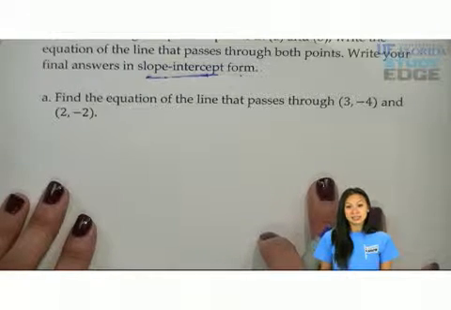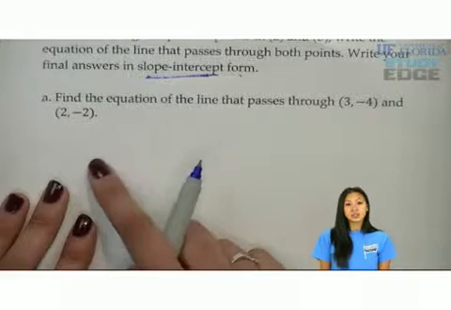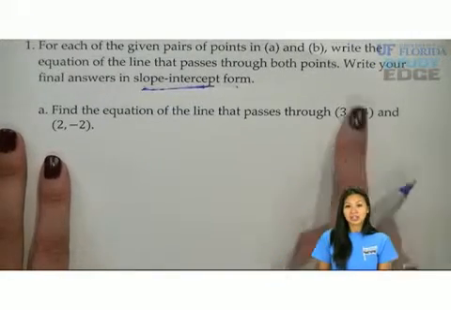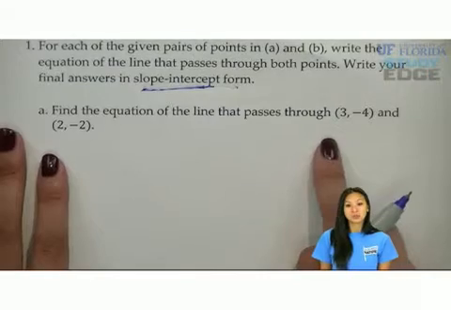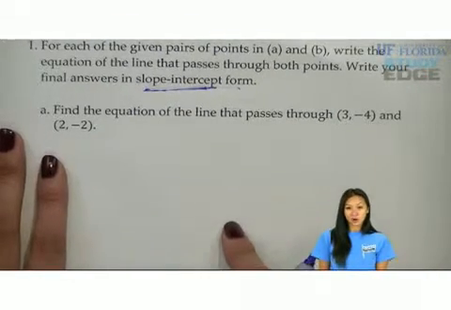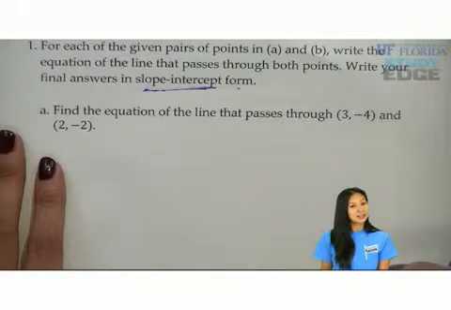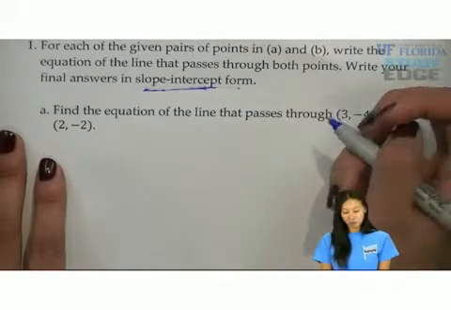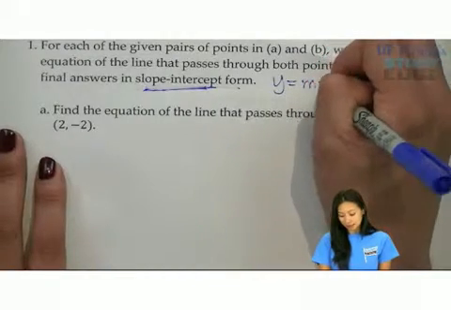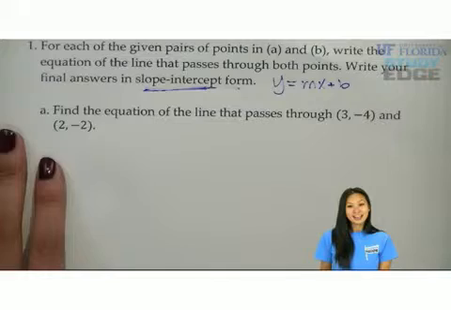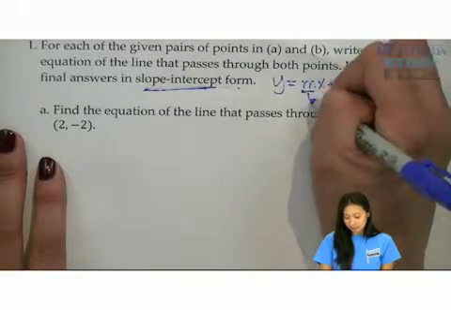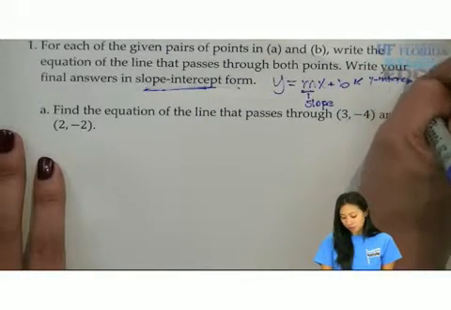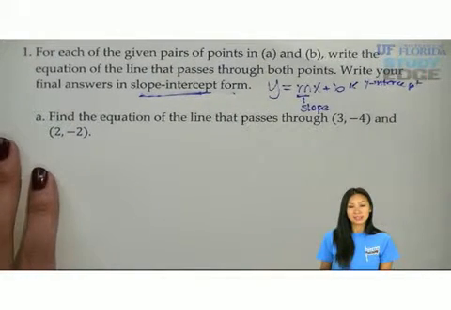Find the equation of the line that passes through (3, -4) and (2, -2). Those are my 2 points. Remember, the question's asking us to write the equation of the line that passes through those 2 points, and I want that answer in slope-intercept form. If you don't remember what slope-intercept form is, don't worry. It's on your handy-dandy reference sheets. It looks like y equals mx plus b, where m is slope and b is y-intercept. So that's why it's called slope-intercept form.